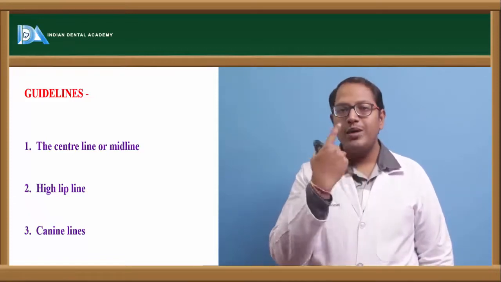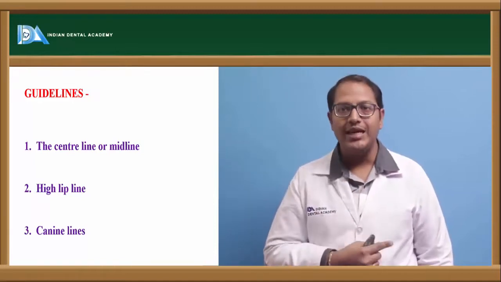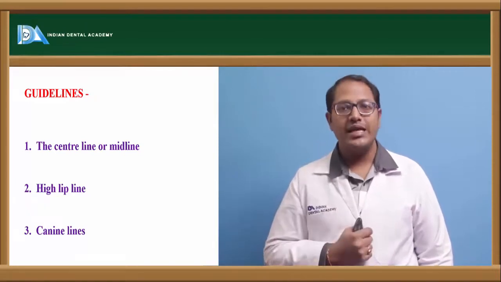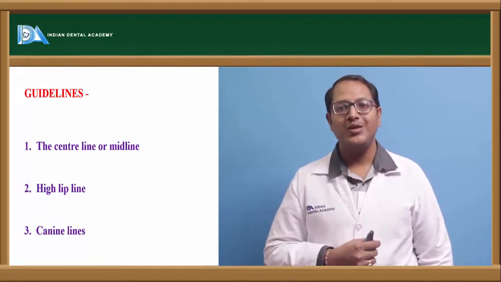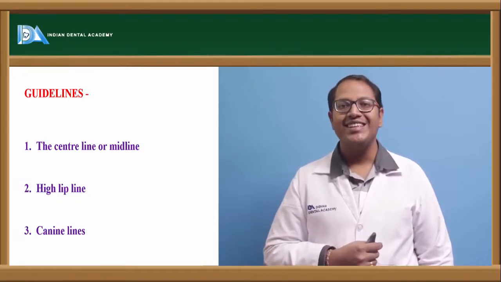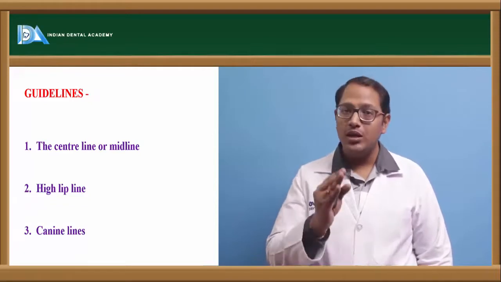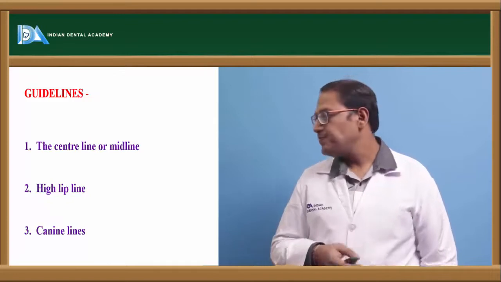We are supposed to mark them. We are supposed to ask the patient to smile the maximum he or she can and mark those lines onto the wax rim. Once you mark those lines on the wax rim, that will reciprocate the high lip line. For the low lip line, in the normal smiling position, you ask the patient to smile normally and then you mark. That is the low lip line. Till the low lip line, it is mandatory to keep your teeth length.